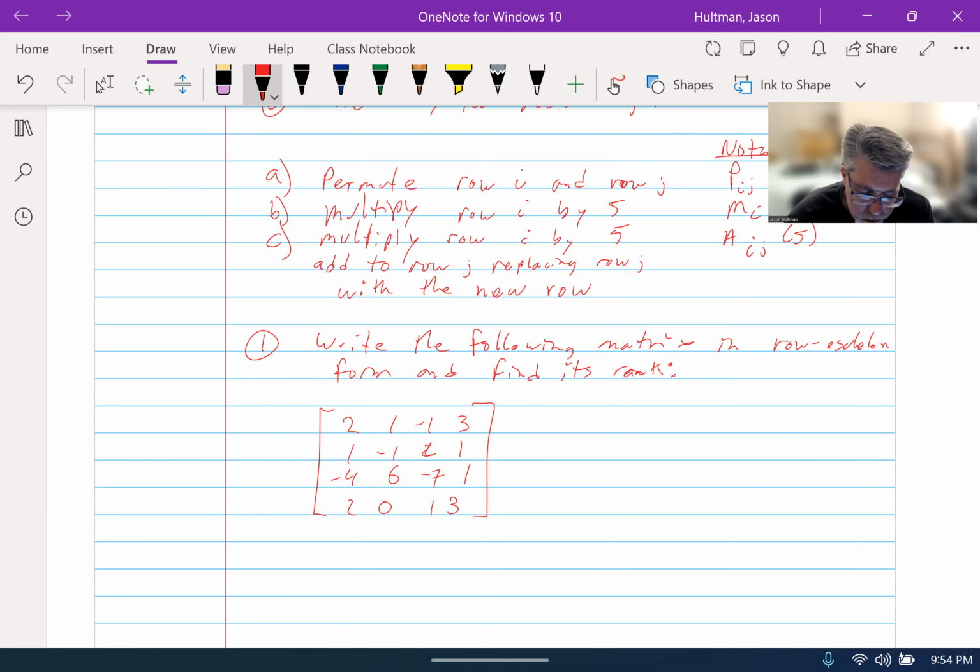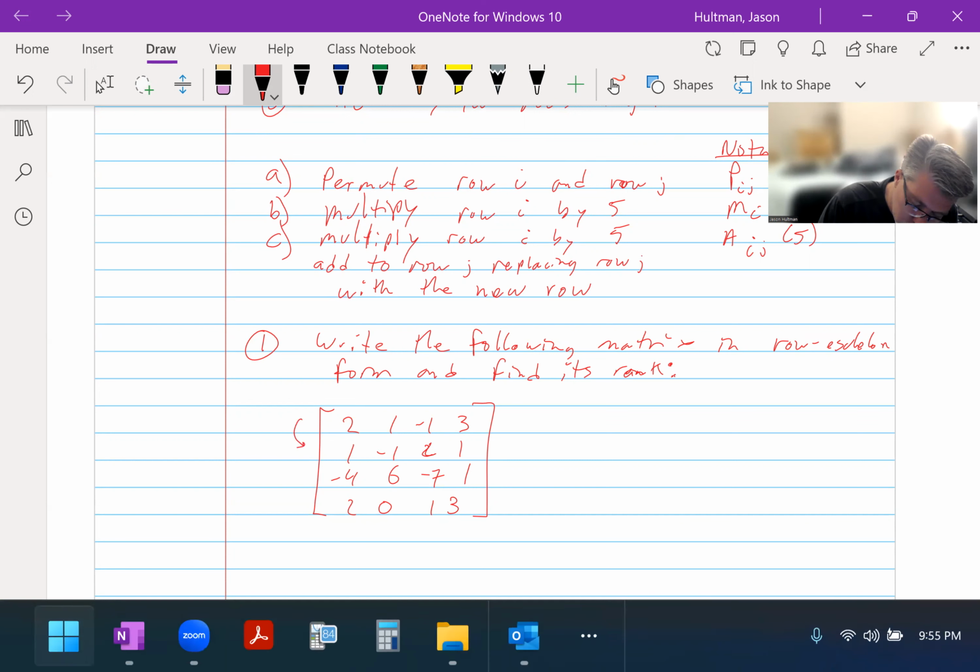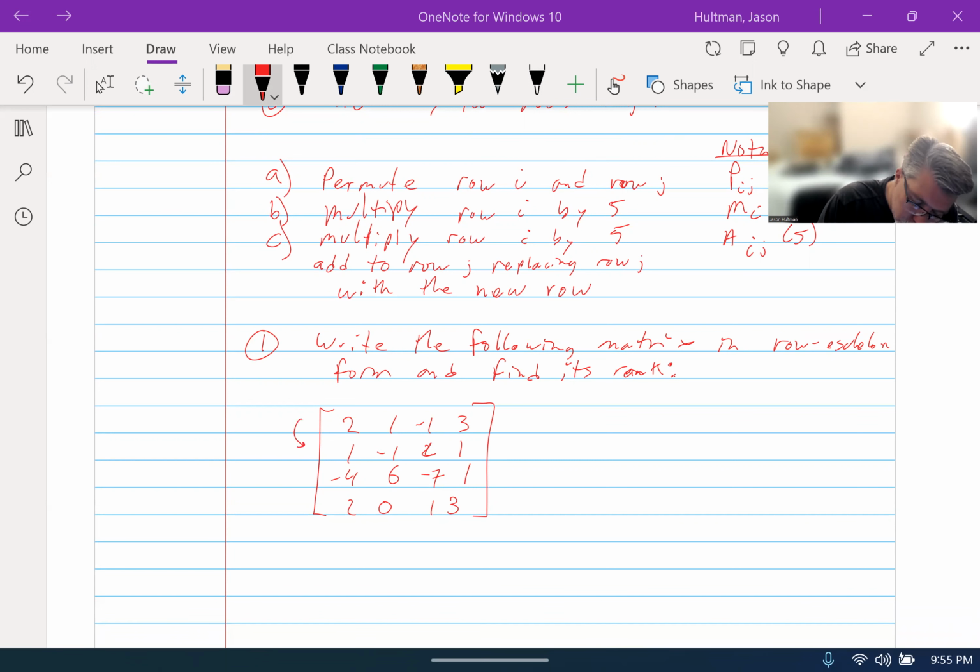Okay, the first thing I want to do is, the goal here is to get ones along the diagonal and then zeros below those ones. So since the goal is to get ones along the diagonal, I already have a row that starts with a 1, and so I'm going to permute or swap rows 1 and 2 to make the row that has a 1 in the first row, first column entry. I'm going to swap those 2 rows to make that have that position.